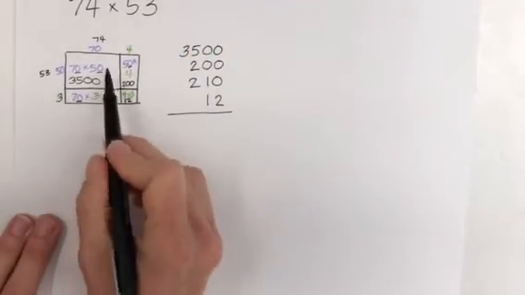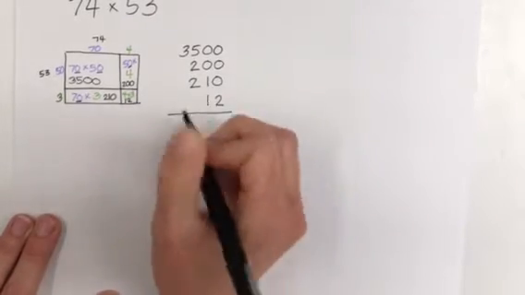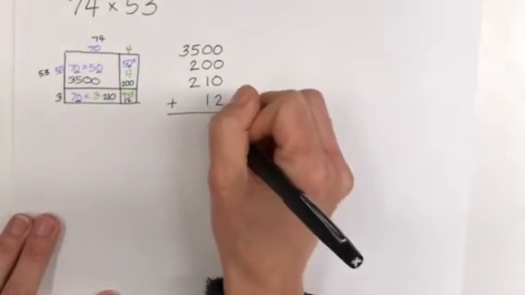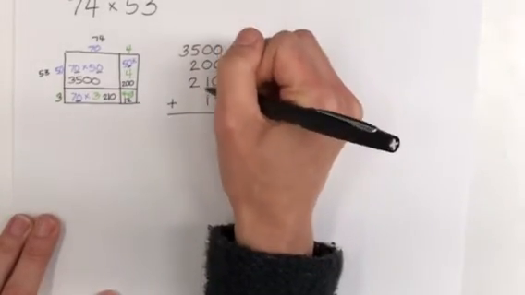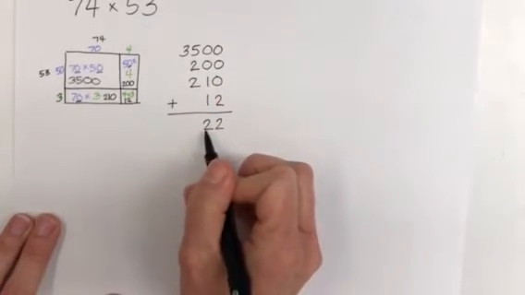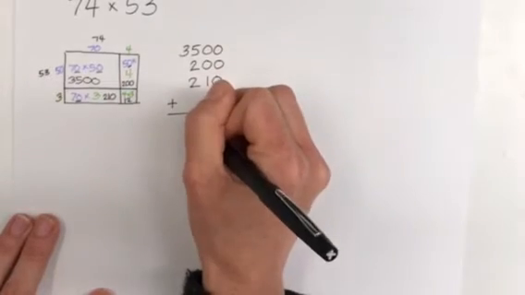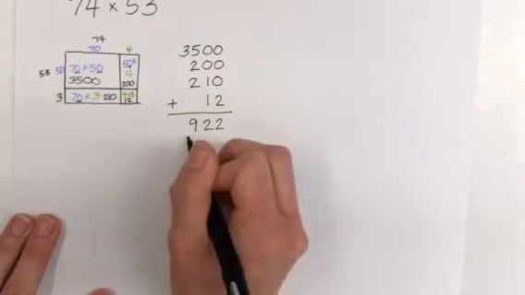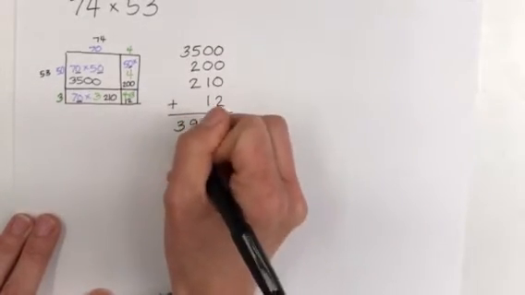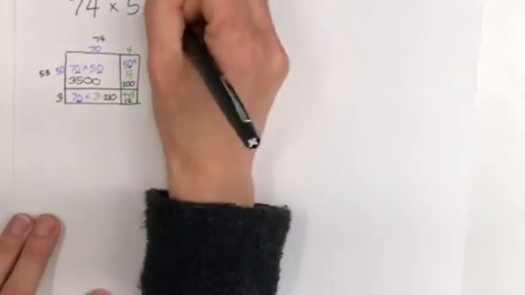I have 4 sections here of my area model, so I need to make sure I'm adding all 4 of those together. So in my ones place, I have 2. In my tens place, I also have 2 tens, which would be the value of 20. In my hundreds place, I have 5, 2, and 2, which will give me a sum of 9, or the value of 900. And then I just have these 3,000s. So I get a product of 3,922.